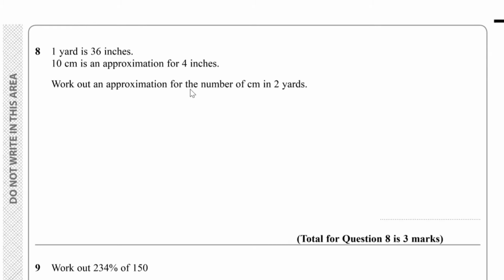Question number 8. 1 yard is 36 inches and 10 centimeters is an approximation for 4 inches. We have to work out an approximation for the number of centimeters in 2 yards. Well, first of all, in 1 yard, we will have 36 inches. And therefore, what we have for 2 yards will be 72 inches. Now, the way we got this was we multiplied both sides by 2.